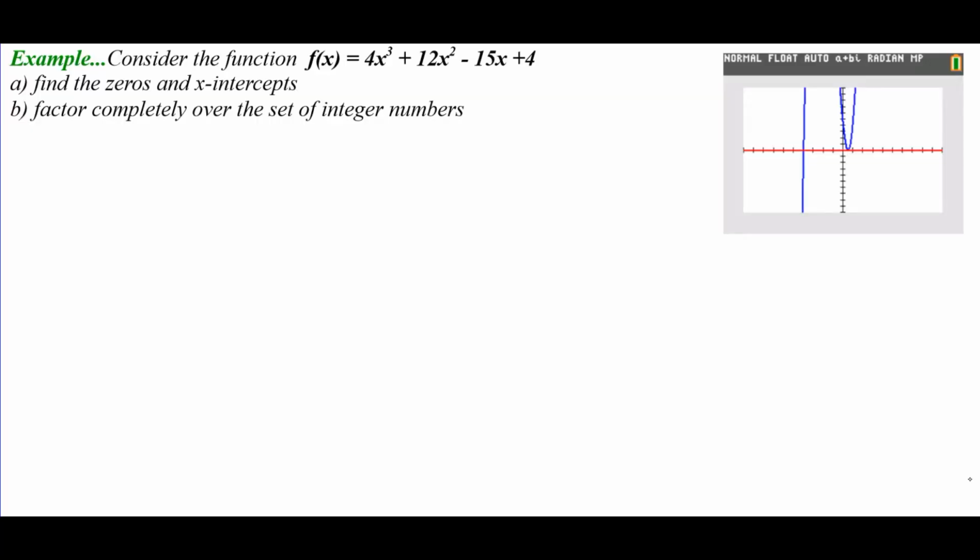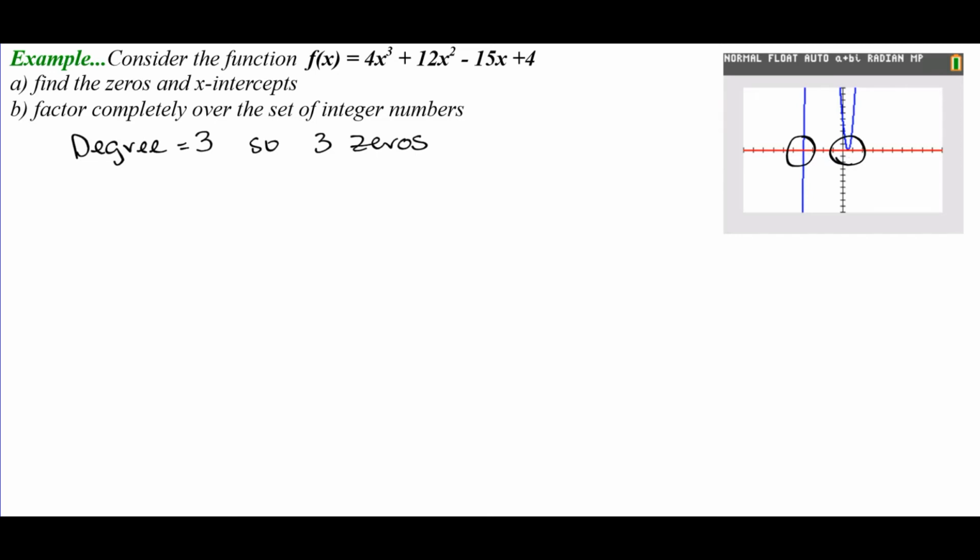Here we have another example with a polynomial. We're going to find the zeros, the x-intercepts, and factor the polynomial. So again, remembering the fundamental theorem of algebra, this is a degree 3 polynomial, so I know that I have 3 zeros. Taking a look at the graph, I can see a 0 here and then possibly zeros here. So we're going to have to investigate that a little further.